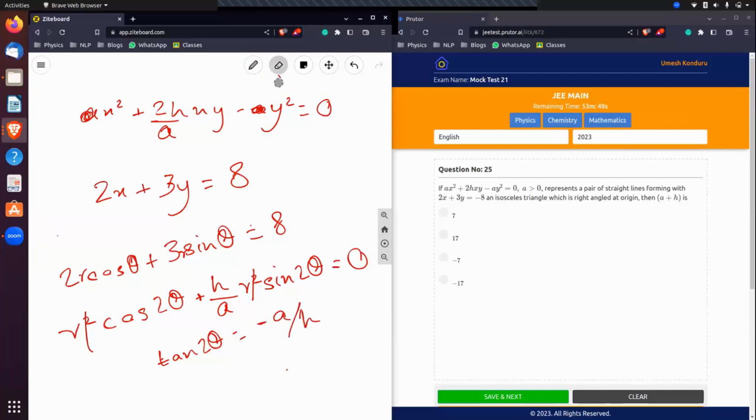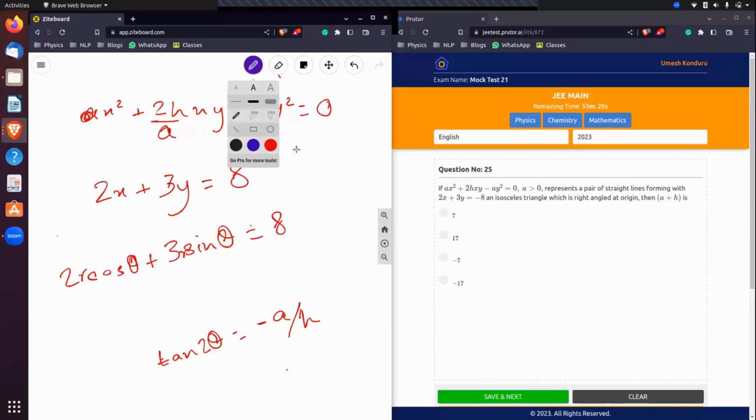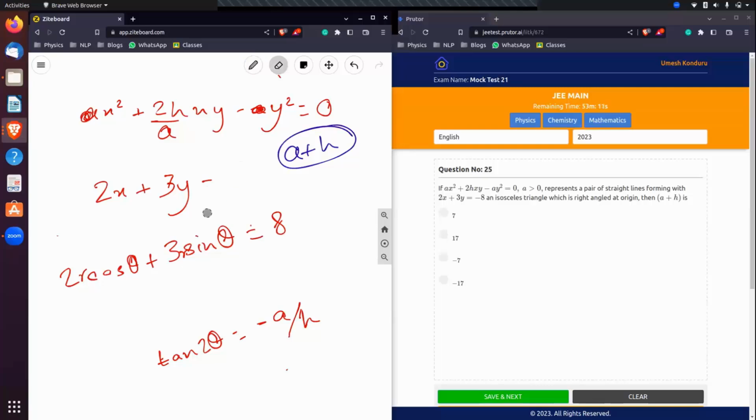And then now that we've figured out the value of tan 2 theta, we need to use that in this equation. Then what we finally want to figure out is a plus h. Right. So let me just, what we want to figure out is a plus h. And how do we do that? So I'll need a moment to think here. I'll just move ahead for now, come back to this later with a fresh mind.